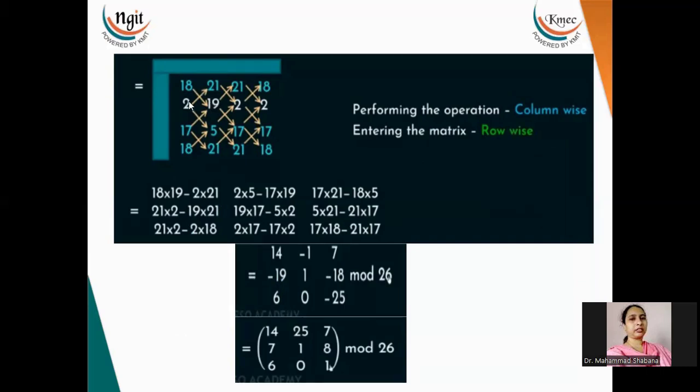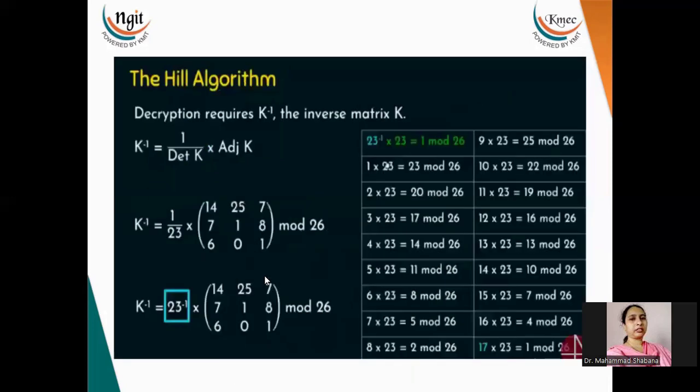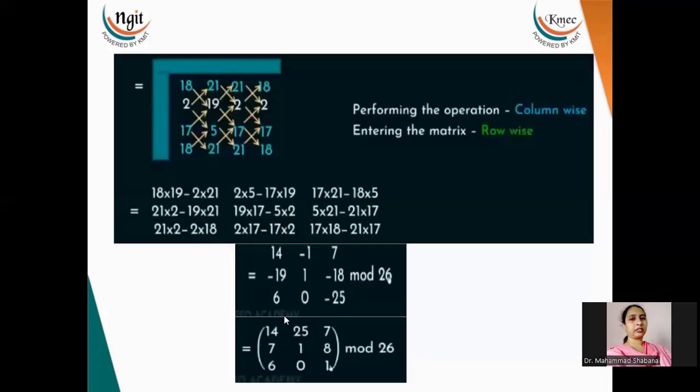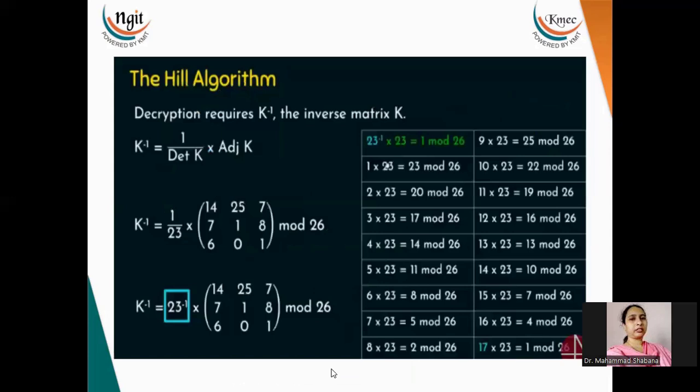18 into 19 minus 2 into 21. So here we are taking 2 into 5 minus 17 into 19, 17 into 21 minus 8 into 5. Like this, we can do the multiplication to find out the adjoint of the matrix. Then we are getting the values like this. So after performing the mod operation, we are getting the values 14, 25, 7, 7, 1, 8, 6, 0, 1. Like this, we can perform the mod operation.